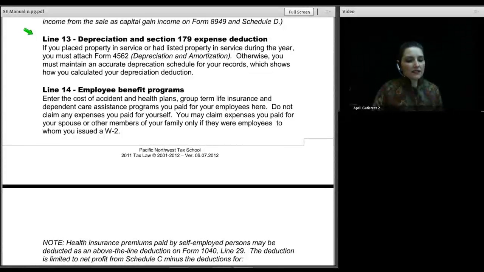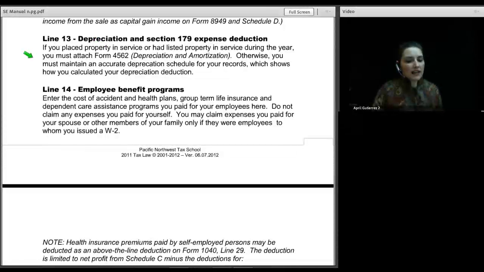Line 13 is the line where we enter deductions for depreciation and Section 179 expenses. If you place property in service during the year, or you have listed property in service during the year, you need to attach Form 4562. Otherwise, you merely need to maintain an accurate depreciation schedule, figure your depreciation amount, and enter it on the line.